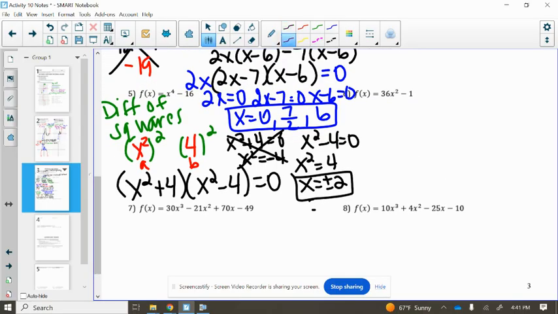This time in our next example, we have 36 and 1. Again, think about for our difference of squares, what squared is 36, x squared, what squared is 1, to work through and get your solutions.